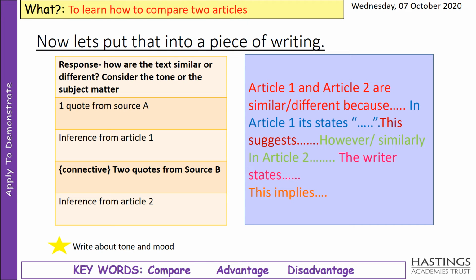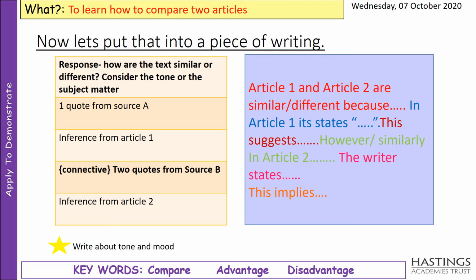Okay, so what I want to do now is put that into a piece of writing. So you're going to create your own paragraph from your diagram and your quotes. So you're going to write together Article 1 and Article 2. So Brecon Beacons and the Everest article are similar or different because, and that's where you'd write what you put in your diagram, because they both talk about the same thing in the same way, or they talk about this differently, or the tone is different.